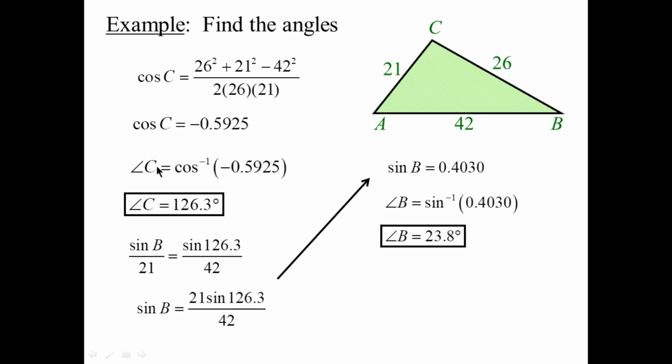So we used a cos law, then we used a sine law, and you never have to use either one of them twice. The third angle falls like dominoes. It's 180 degrees with these 2 bites taken out. So angle C must be 180 degrees, take out the 23.8, and then take out the 126.3. And so we have all the angles. And that's a cosine law, folks.